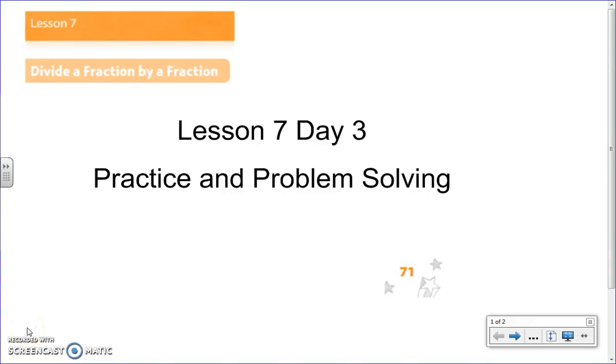Alright, this is Mr. Gillum, and today we're going to continue dividing fractions by fractions. And we're looking at an example in our practice and problem solving book on page 71.